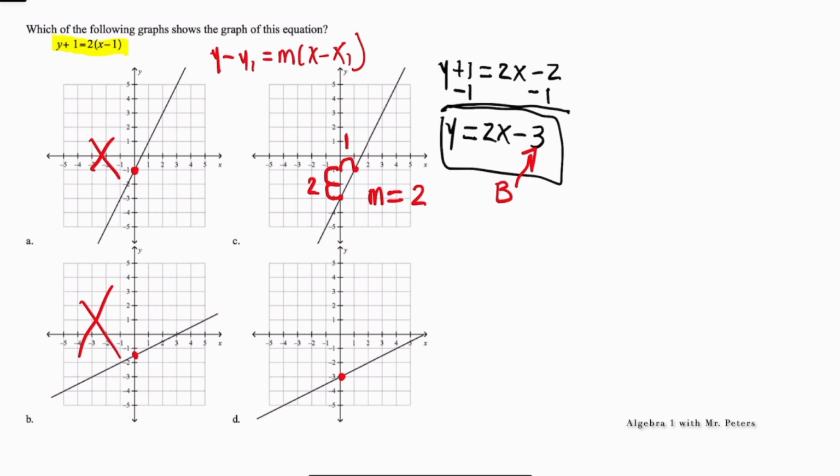When I look at D now and I do the same process, pick another point and do the rise over run, I notice that I get 1 over 2. So M is equal to 1 over 2. So we know right off the bat that C is the correct answer, but they're hoping that with D, you got your rise over run incorrect, meaning you flipped it, and that's how you could possibly end up with D.